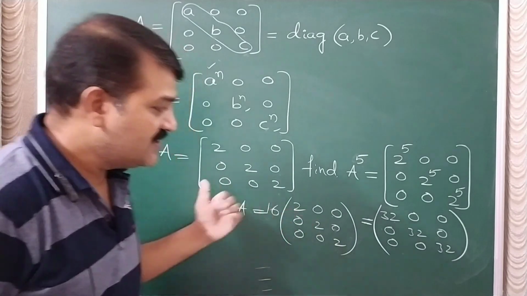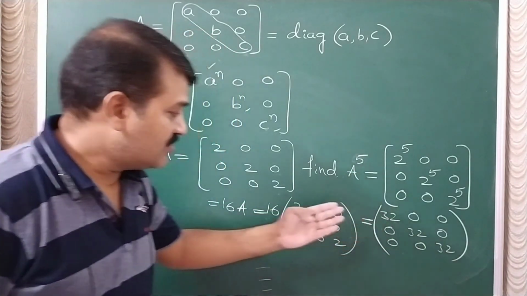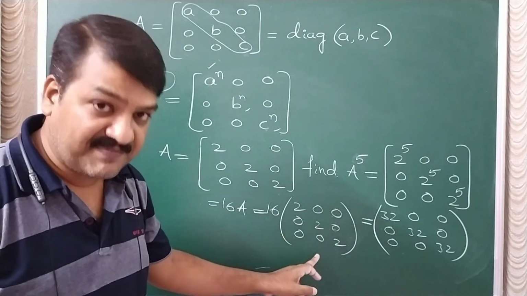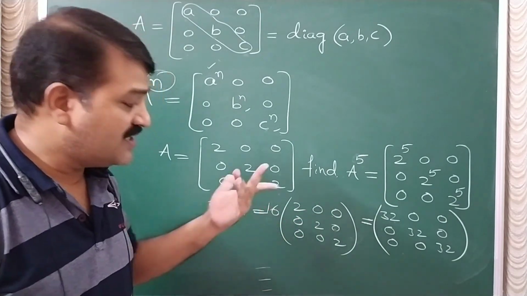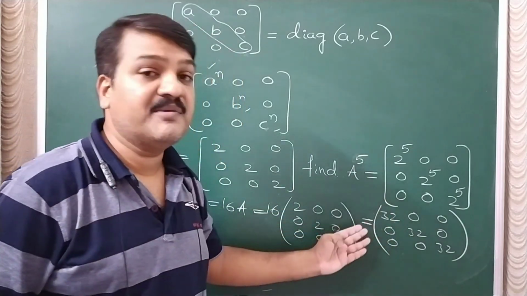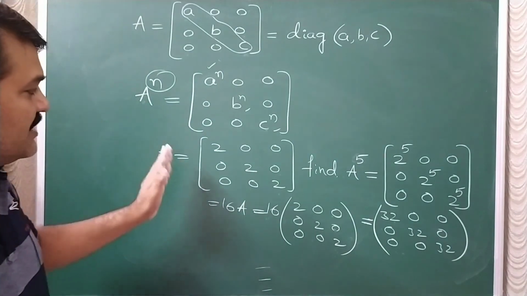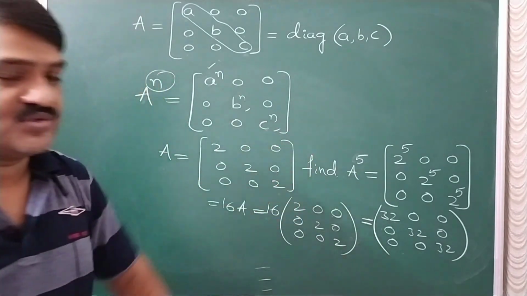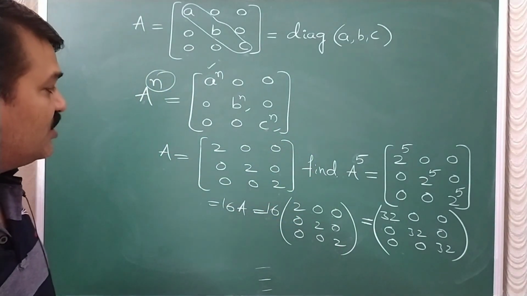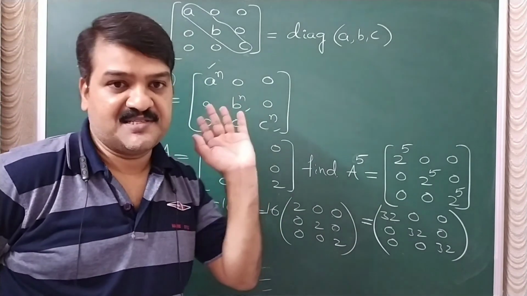So therefore, I can write this as 16 into A. 16 into this is A. So if I want the answer to be in terms of A, this 2 0 0 must be left. So take 16 common. If you want the answer in terms of I, take 32 common. You will get 32 into I. So this is the simple shortcut you can use. Very simple shortcut you can use when A is a diagonal matrix. Okay.